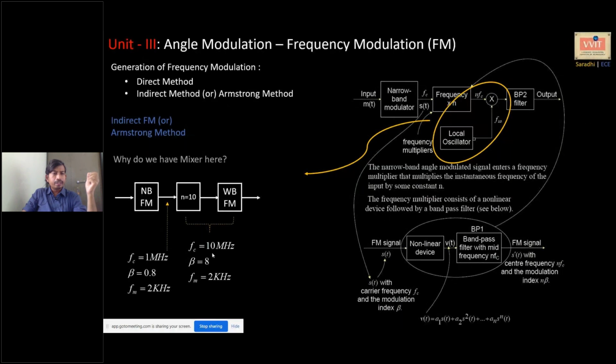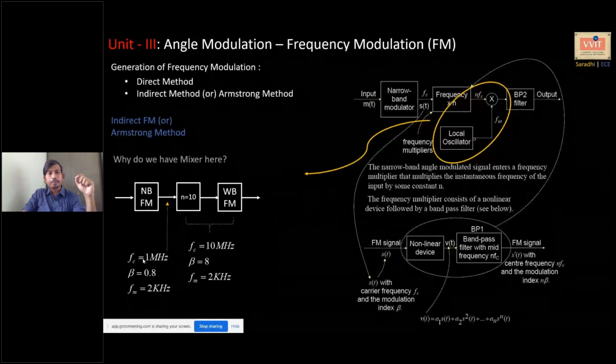So your carrier frequency, instead of 1 megahertz, you are getting 10 megahertz. That needs to be converted back again into its original carrier frequency, and that is where this mixer is playing a crucial role. This is the mixer where one input is wideband FM. It's not actually wideband FM. This is the frequency multiplied signal, and another input is the local oscillator.